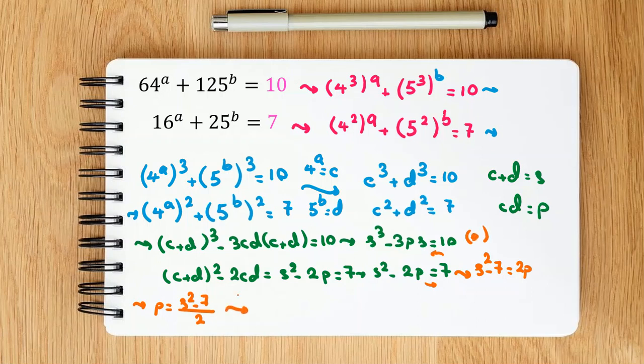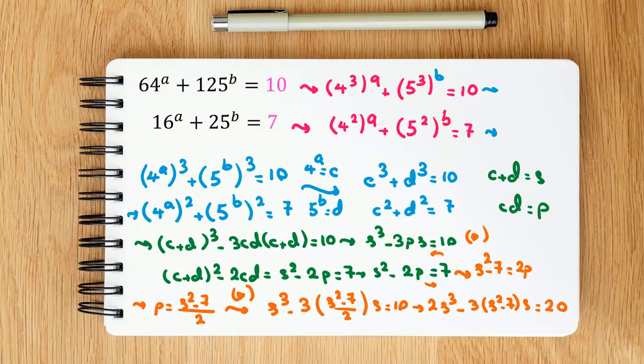In star, I replace p with this. So I have s cubed minus 3. Instead of p, I write (s squared minus 7) over 2 times s equal to 10. Okay. Now we multiply both sides by 2: 2s cubed minus 3s squared minus 7 times s equal to 20.